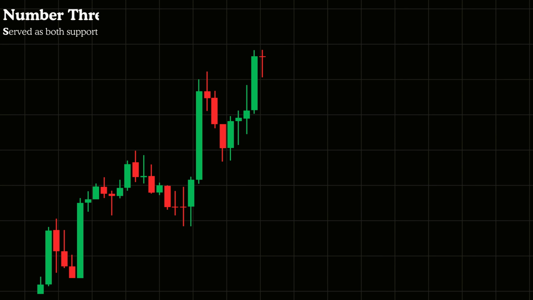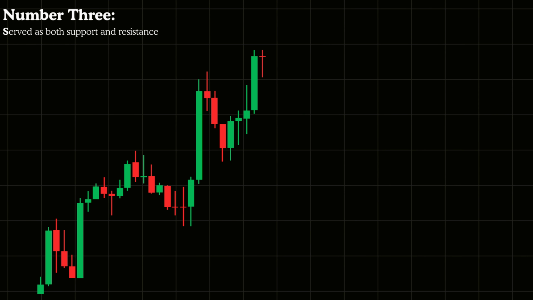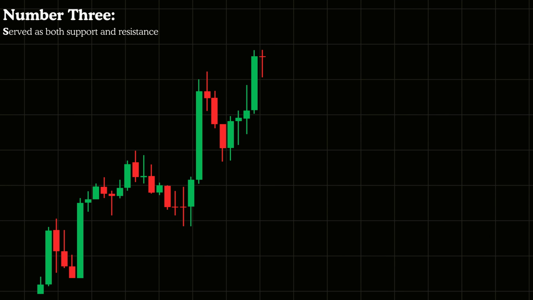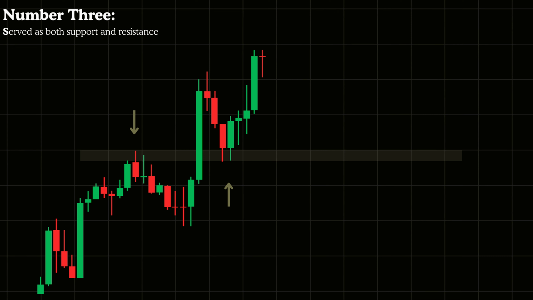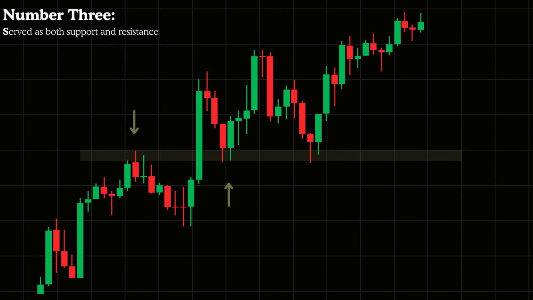Number 3 is a level that has served as both support and resistance. When a market structure level has historically acted as both, it raises the likelihood that the price will react to it again.